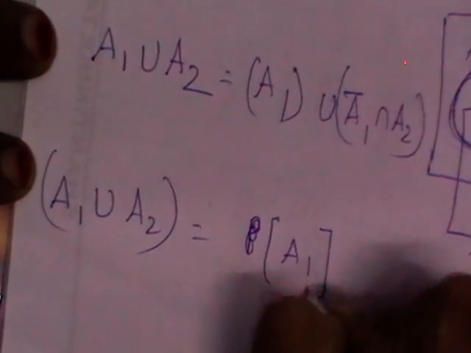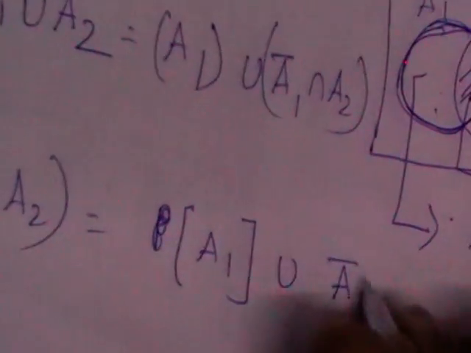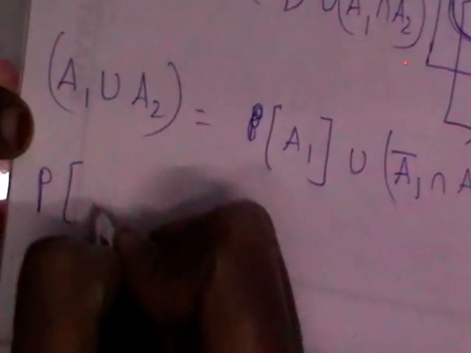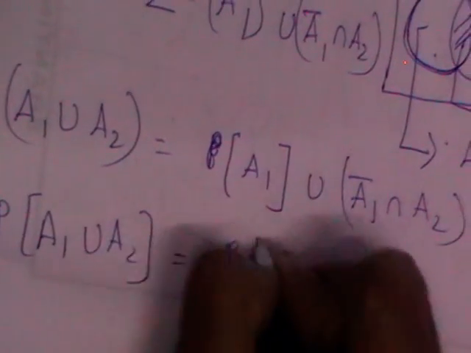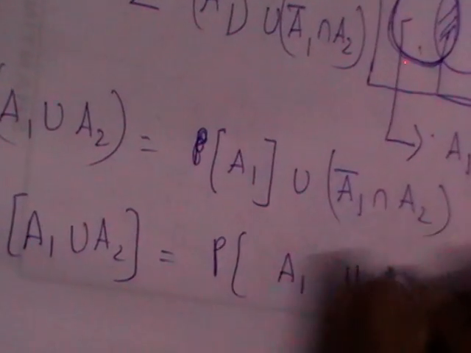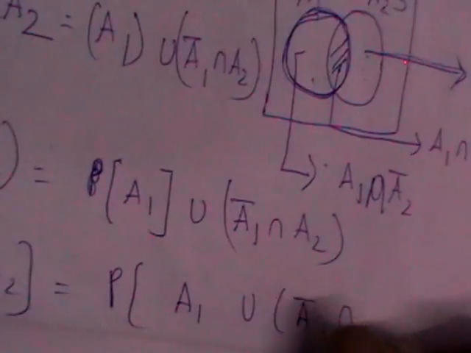So I wrote P of A1 union A2 as P of A1 union A1 bar intersection A2. If I take probability on both sides, I will get P of A1 union A2 is equal to P of A1 union A1 bar intersection A2.